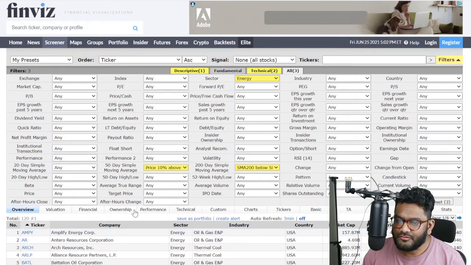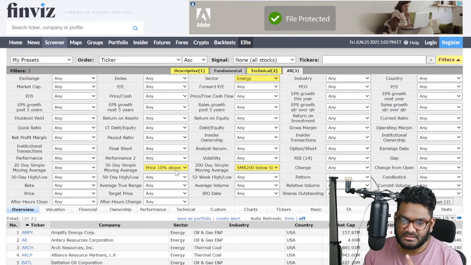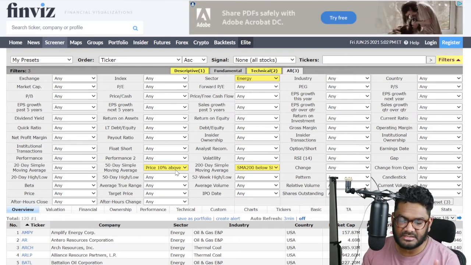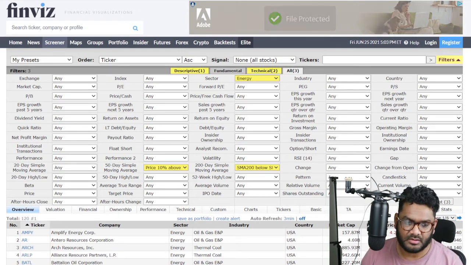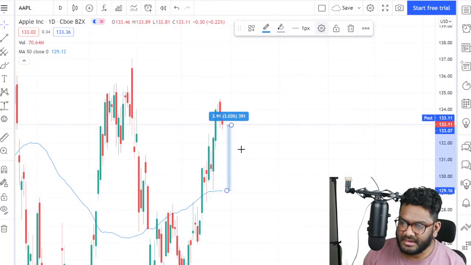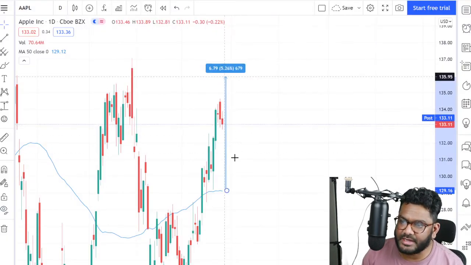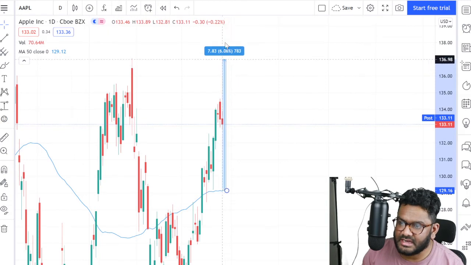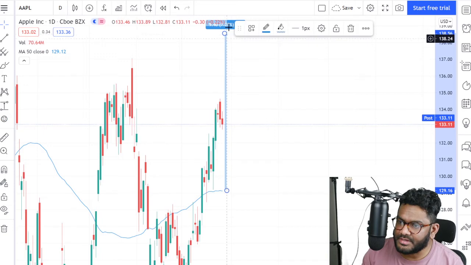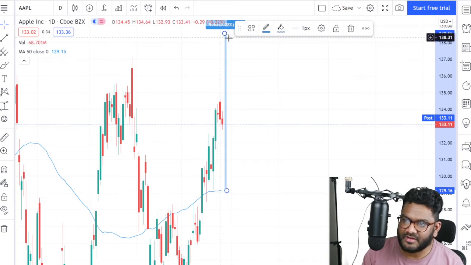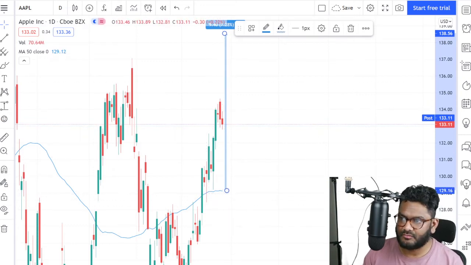So if you follow what I've done, I've set up another filter here: the 50 days moving average, and the share price is 10% above it. If you go back to my chart, I'm trying to take this to about 10% here. So I'm trying to find companies trading at this point, somewhere here, far above the 50 days moving average.